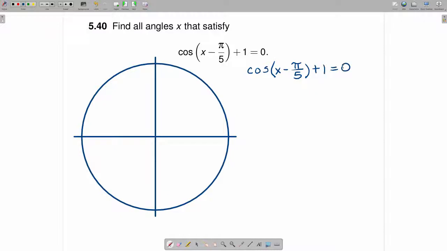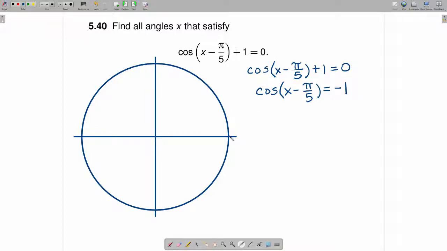And subtract 1 from both sides of the equation. When you subtract 1 from the left-hand side of the equation, you get the cosine of x minus pi over 5. When you subtract 1 from the right-hand side of the equation, you get a negative 1. So this is essentially asking, when is the cosine function equal to negative 1?